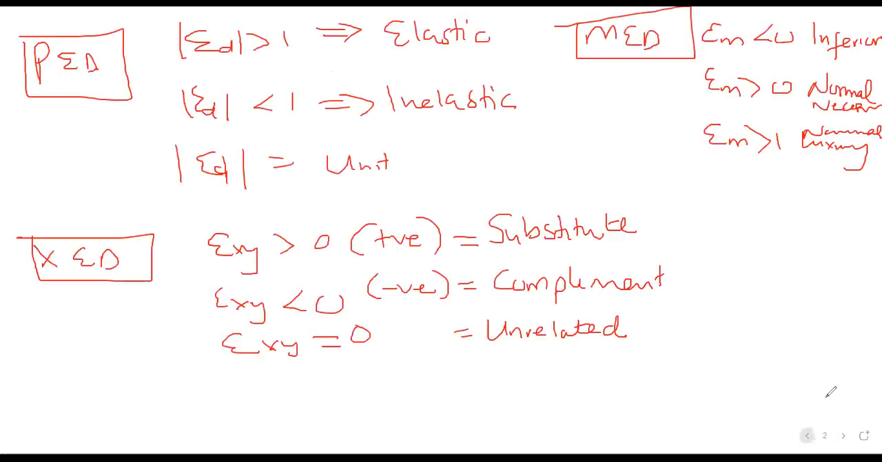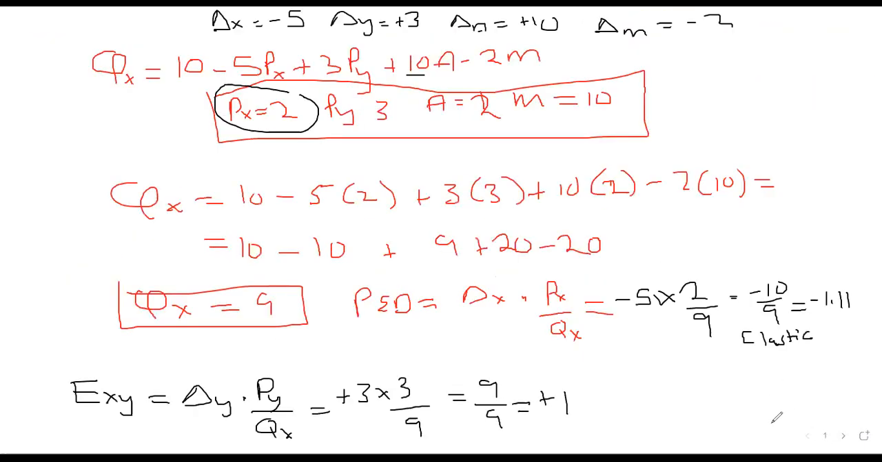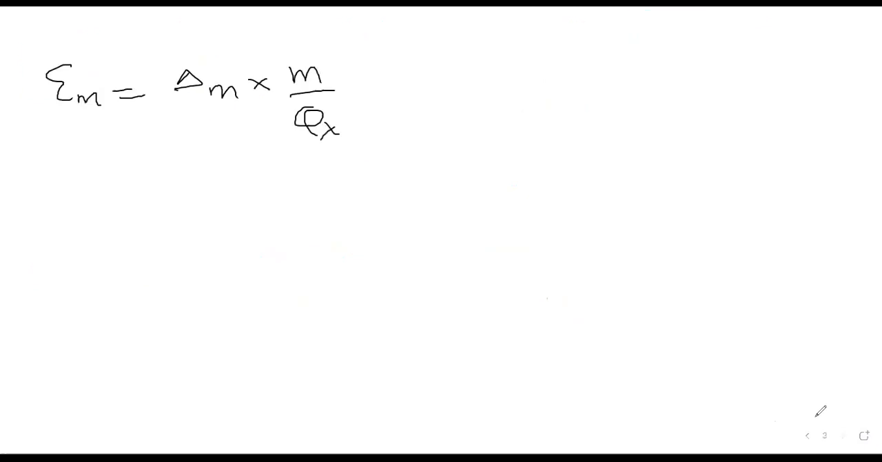So can somebody tell me what's the gradient for the income here? What's the gradient for the income? Negative 2, good. And the actual income? Which is 10? 10, yes. And the quantity? 9. So we have negative 2, then here we have 10 over 9. So here we have negative 20 over 9. What do we get?